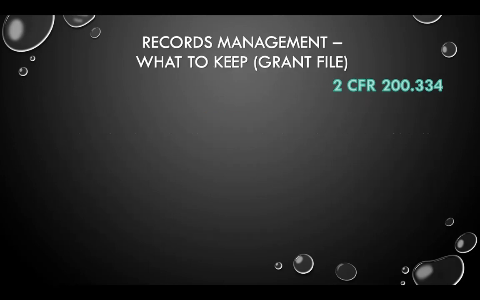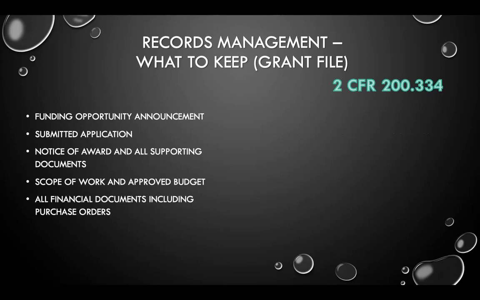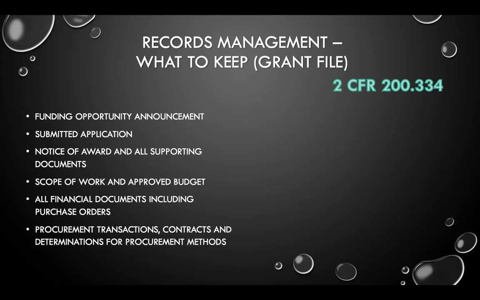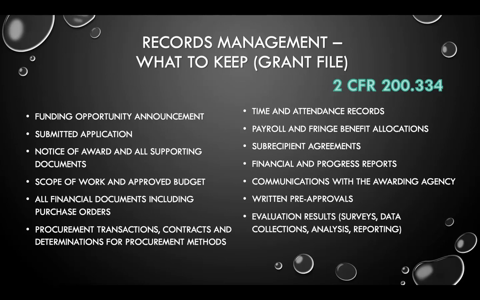Records management: what to keep in the grant file. The funding opportunity announcement, the submitted application, notice of award and all supporting documents, the scope of work and approved budget, all financial documents, including purchase orders, procurement transactions, contracts, and determinations for procurement methods, time and attendance records, payroll and fringe benefit calculations, subrecipient agreements, financial and progress reports, communications with the awarding agency, written pre-approvals, and evaluation results, including surveys, collections, analysis, and reporting, in addition to collaboration with stakeholders.